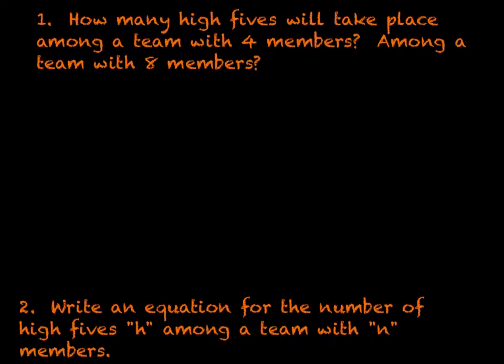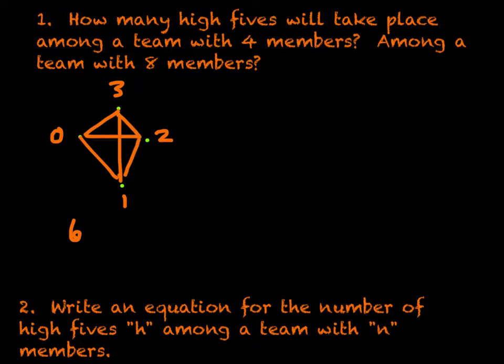If we're looking just at a 4-person team, here's my 4-person team. One teammate is going to high five 3 teammates. This teammate on the right-hand side has already high-fived the first teammate, so he gets to high-five the one opposite him and the one next to him, so he's now high-fiving 2 people. The person at the bottom has already high-fived the person on the right and the person above. They just need to high-five the person next to them, and that's 1. Now this person right at the end has high-fived everybody, so he doesn't have to high-five anybody. So we have 6 high fives.